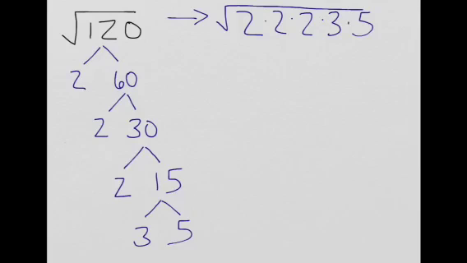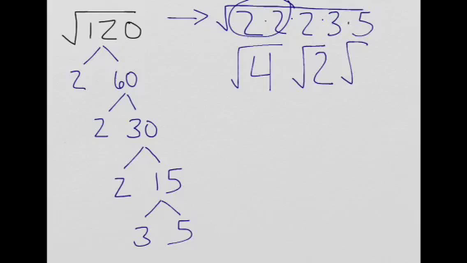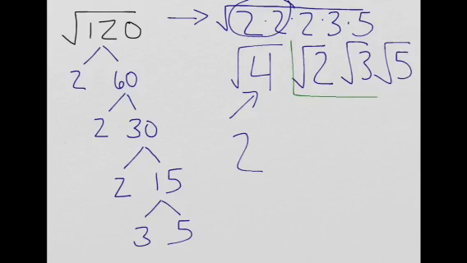Again, what we're looking for is duplicates. So 2 and 2 make 4, so we're going to square root 4. There's one more 2, so that becomes square root of 2. There's one 3, square root of 3. There's one 5, square root of 5. The square root of 4 becomes the number 2. The tricky part is with these right here. Square root of 2, square root of 3, and square root of 5.